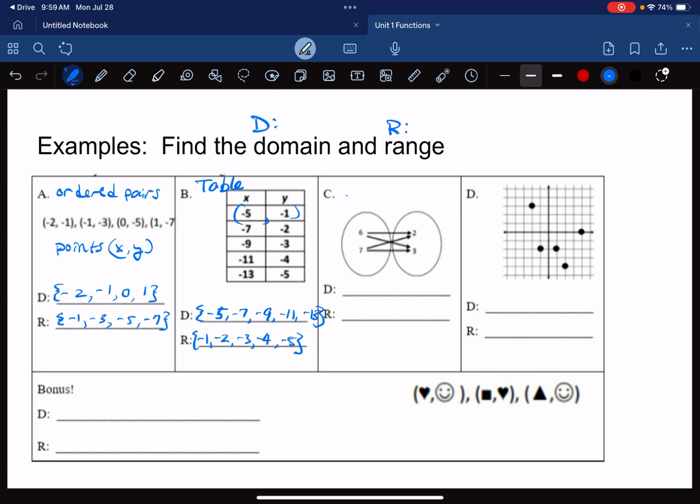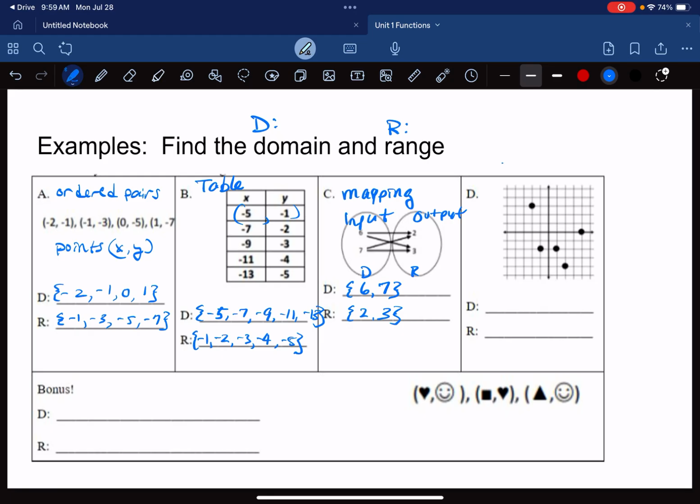Well, C is called a mapping. And a mapping just has one bubble that is domain and one bubble that is range, or this is inputs and this is outputs. Okay. And so the domain just looks like a 6 and a 7. And then the range is the 2 and the 3.